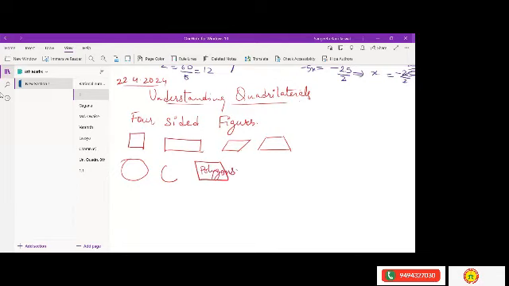So you have not much to do in these polygons here. Rather, we can say these are all polygons only. All four-sided figures come under polygons. A triangle is also a polygon, but it's a three-sided figure. It's not a quadrilateral. Only a four-sided polygon is called a quadrilateral.